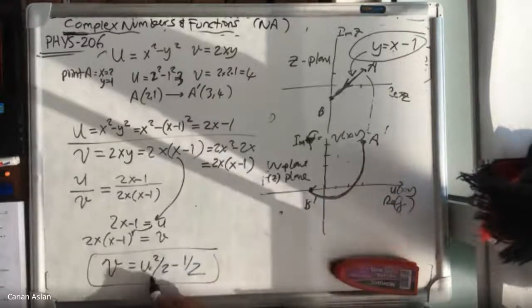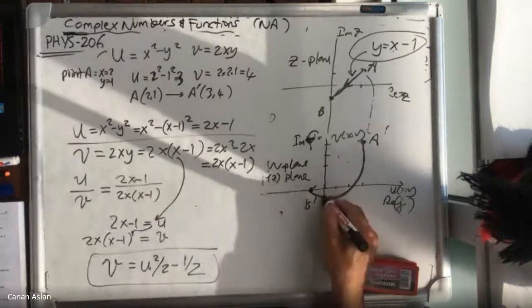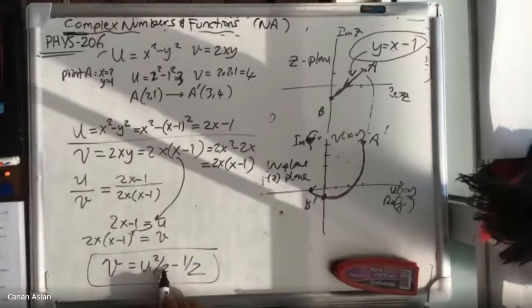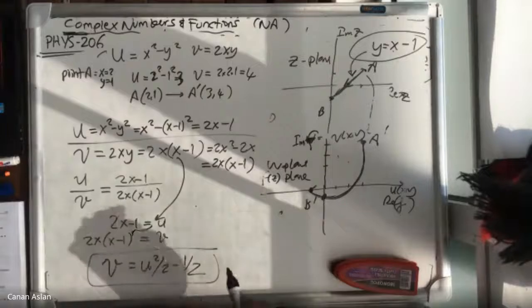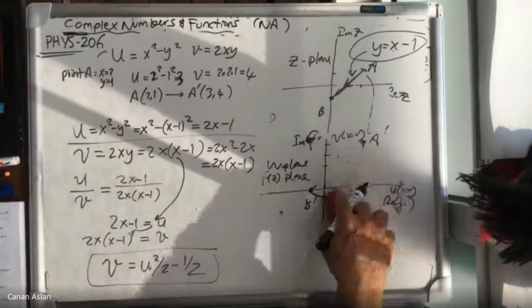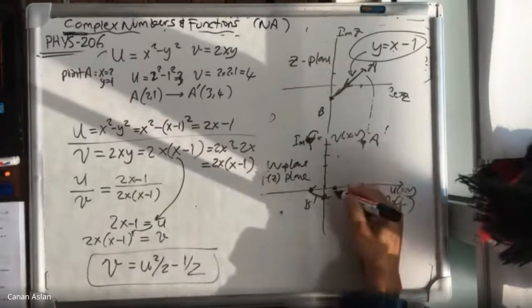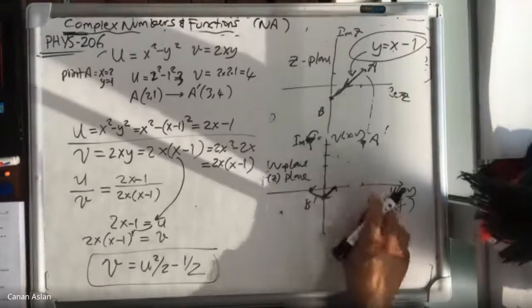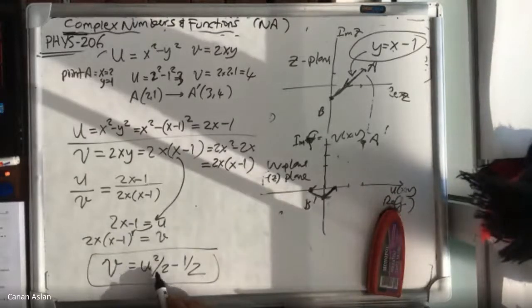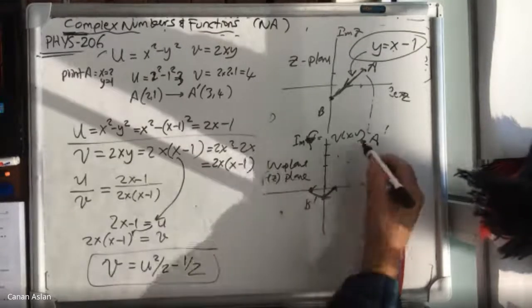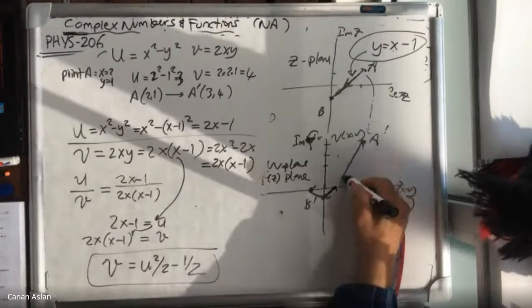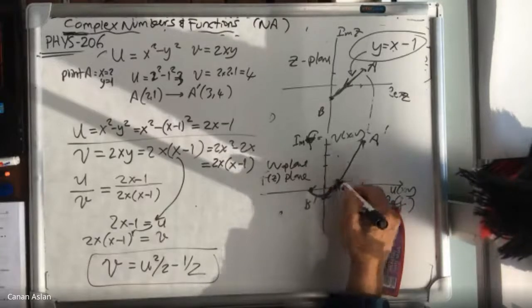This is the equation. As you see, when u equals 0, v is minus 1/2 right there, and when u is 1, it passes through 1, 0. And of course when u is minus 1, it's again 0. And then it goes like that. So it's like this. It's an incomplete parabola, basically.